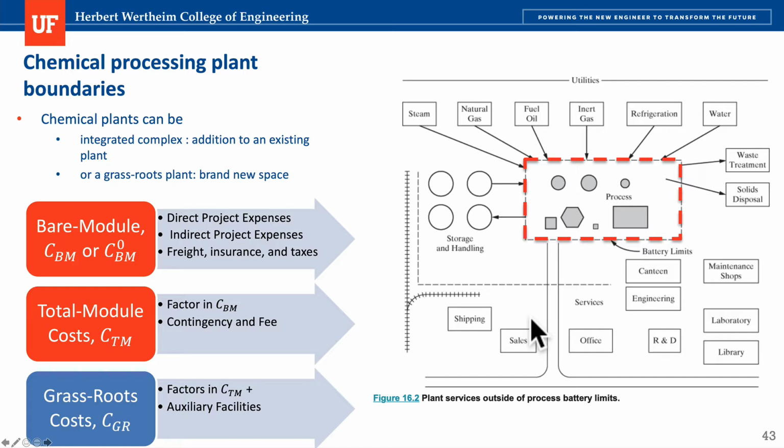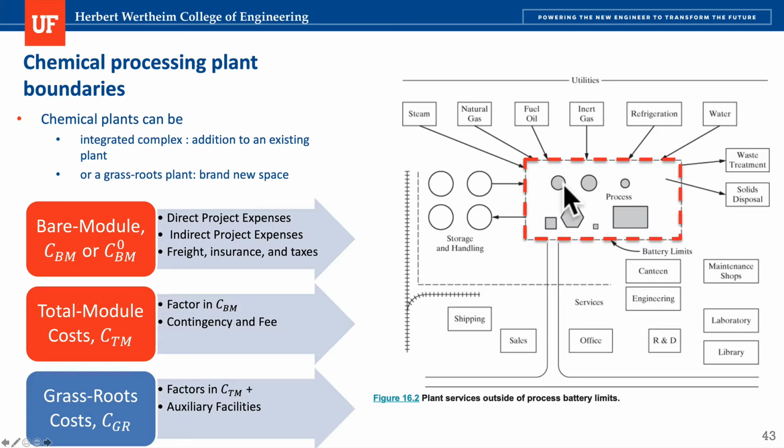Or you can have a grassroots plant, basically a brand new space. So the plant addition or the process that you're designing are the units, these blocks that you see in the middle, that is called the process unit operations, and they are contained within the battery limits.